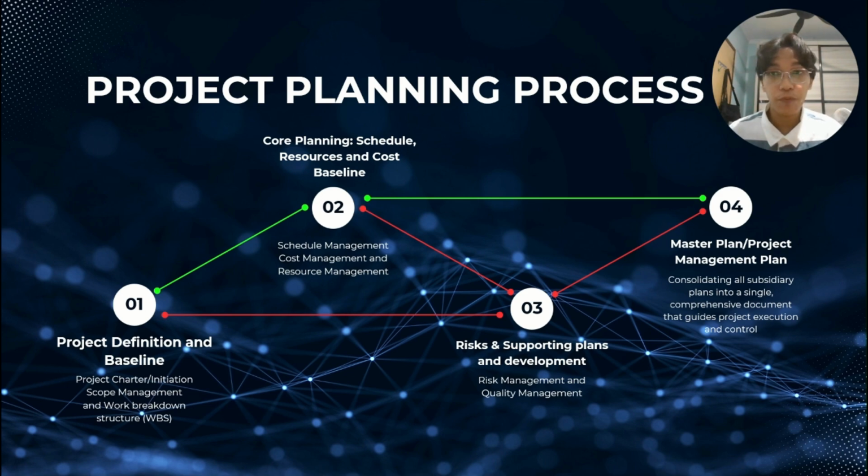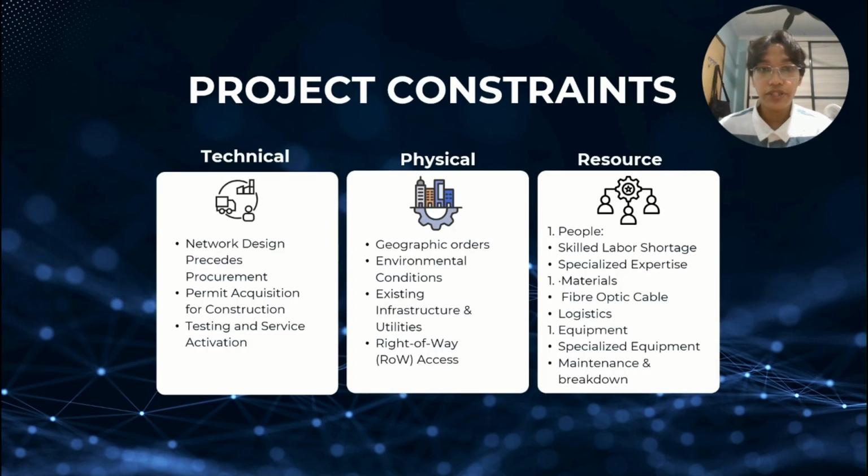So the flow is first we decide our project definition and baseline, then we specify our core planning, which consists of schedule, resources, and cost baseline. Next, risk and spotting plans connecting all the baseline, and finally, the endpoint, the master plan. Next, our project faces various constraints.